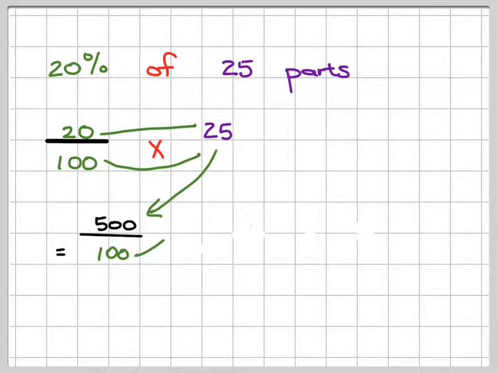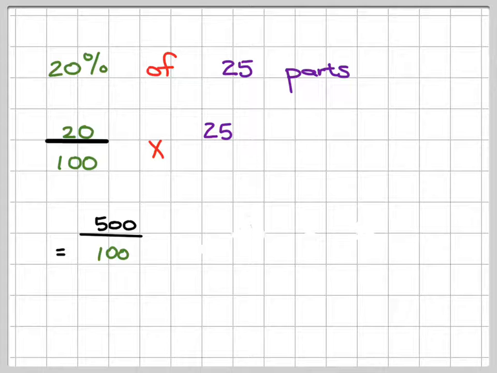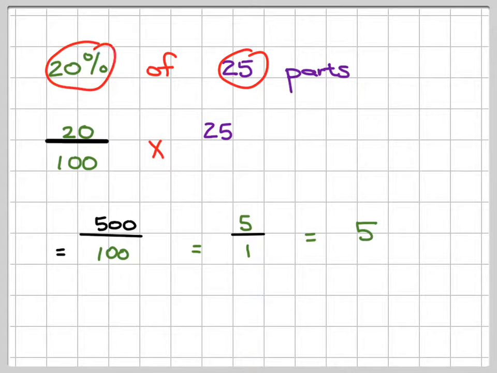Okay, so we have now 500 over 100, and you can see we can cancel out 0 for 0, 0 for 0, which means we're going to be left with 5 over 1. And if you wanted to on your calculator, you could just divide 500 by 100, and you would still be left with 5 over 1, which can be simplified to 5. And then in short, you can see that of 25, 20% equals 5 parts.